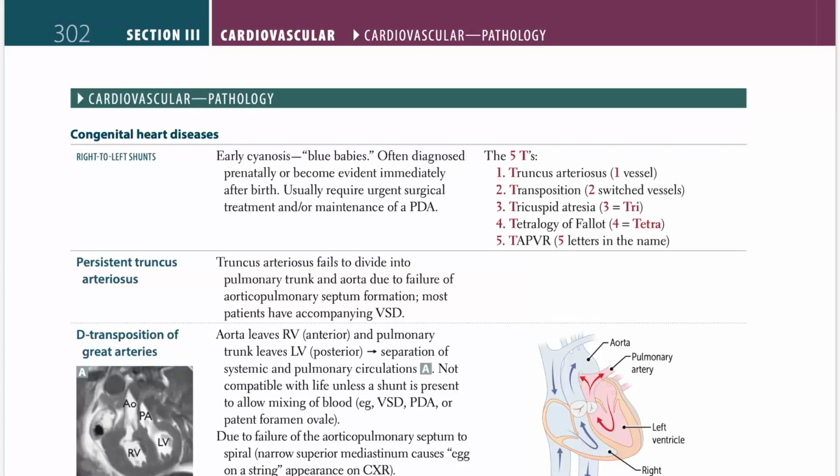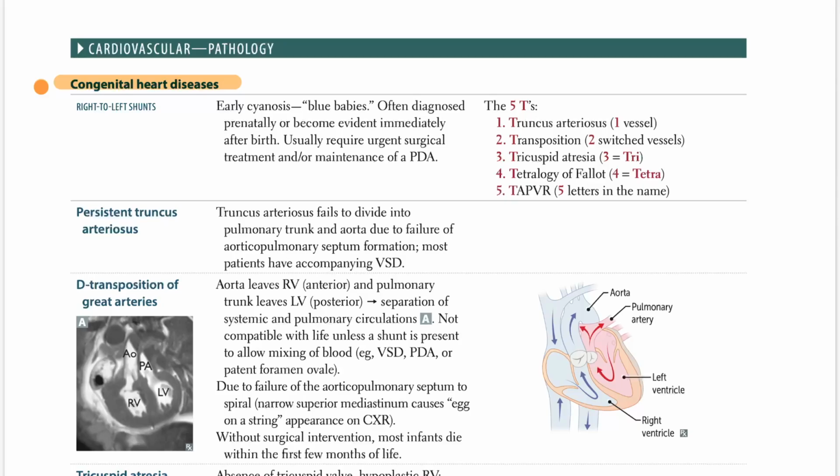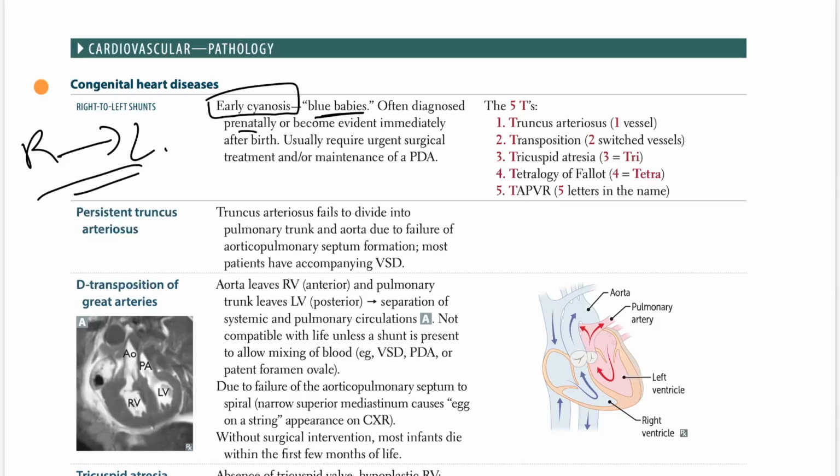Okay, let's talk about the embryology pathology, right? Congenital heart diseases. So in congenital heart diseases, what do we have? We have right to left shunts. Right to left shunts. And these right to left shunts are going to give us early cyanosis, which is blue babies, often diagnosed prenatally or become evident immediately after birth.